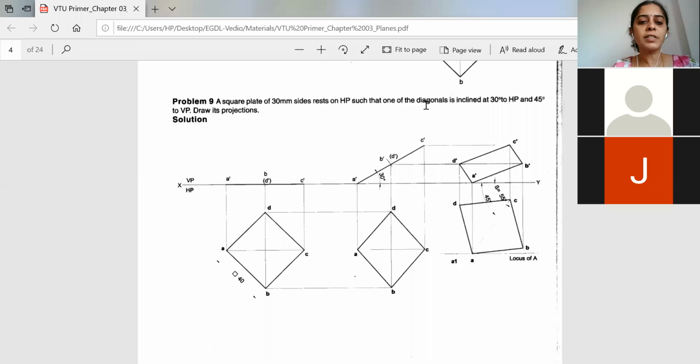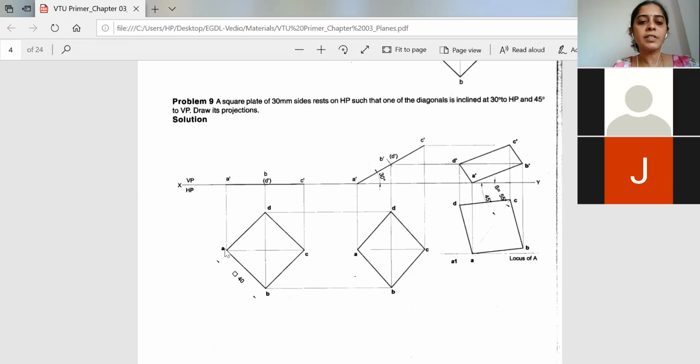What is being told, the diagonal is inclined to 30 degrees to HP, that is done. Similarly, the diagonal is inclined to 45 degrees to VP. So which is our diagonal? So this is the diagonal AC and this is the diagonal DB, but we have taken the diagonal AC as our front view, and that same thing has been inclined here also. So the same diagonal AC now has to be shifted to the 45 degree line.